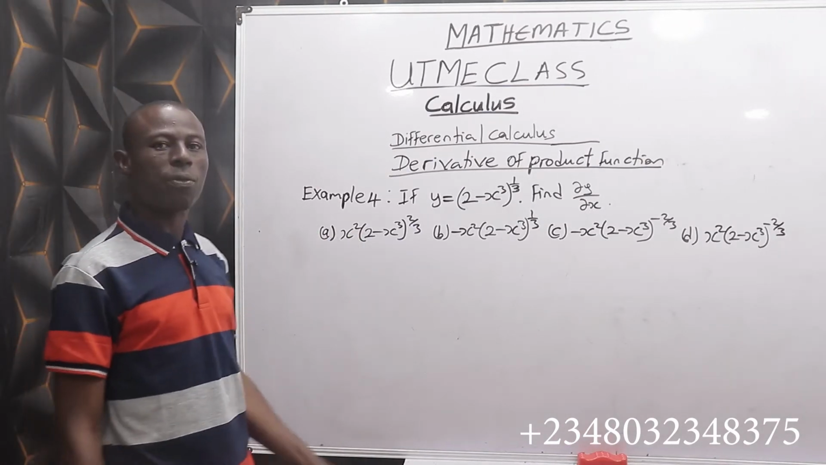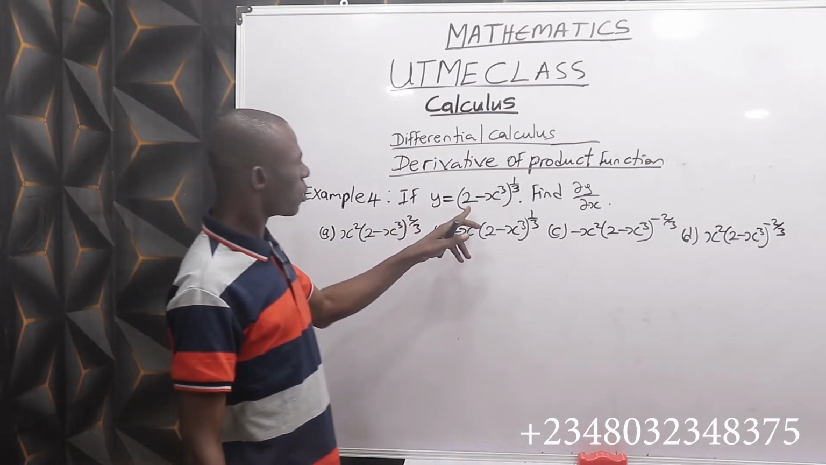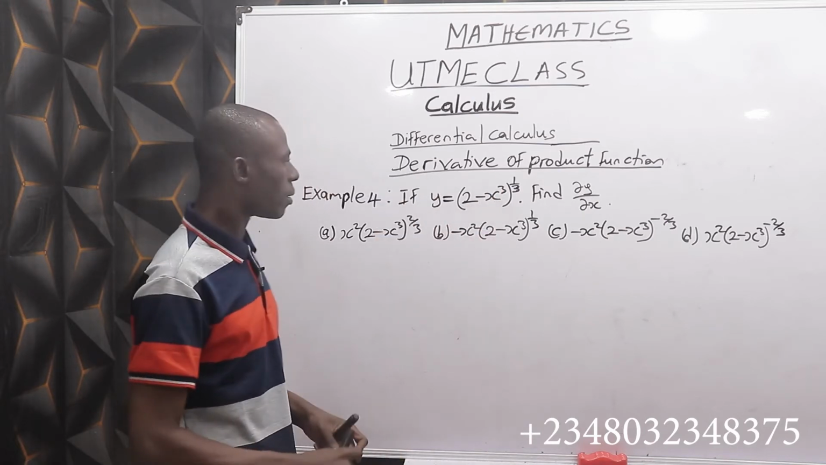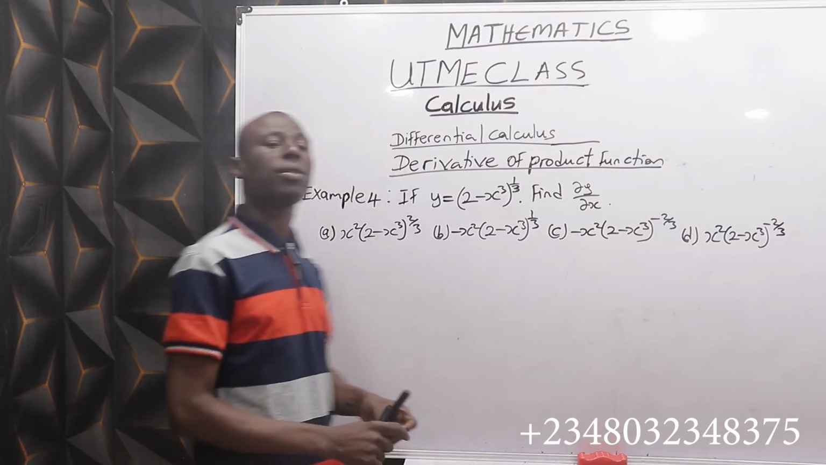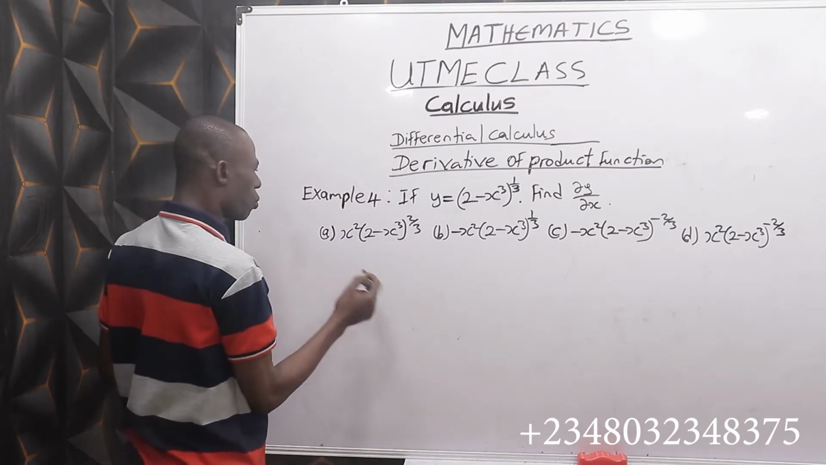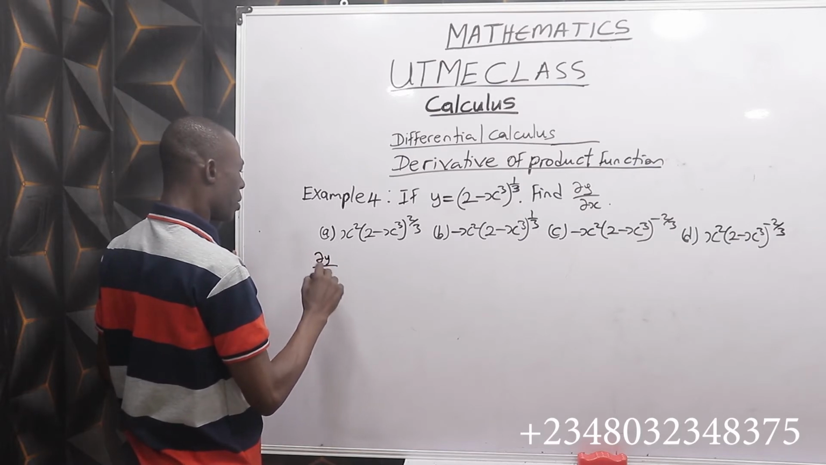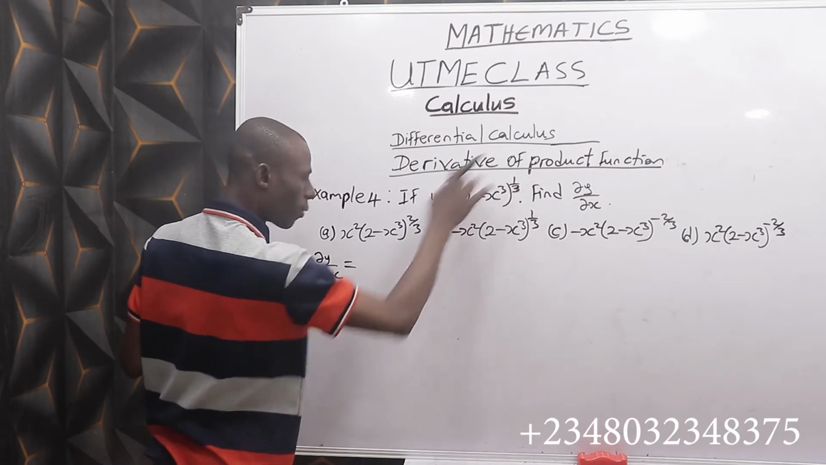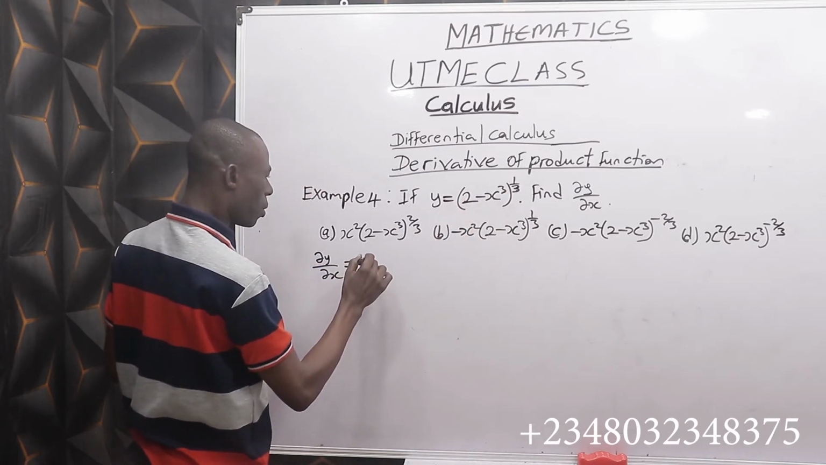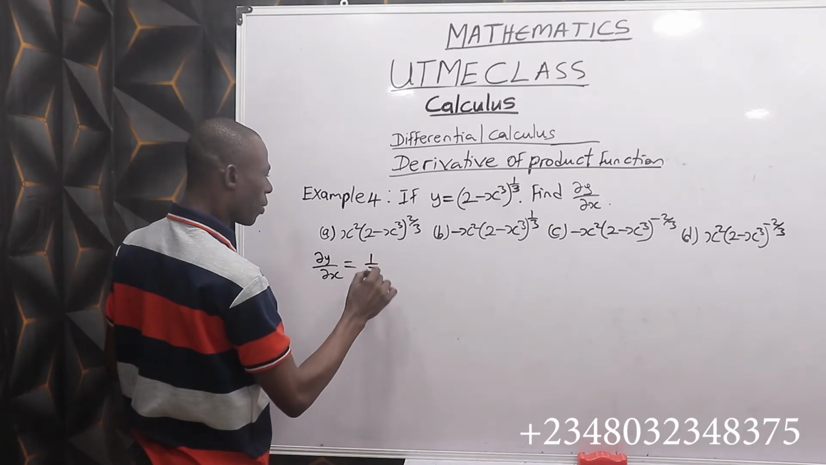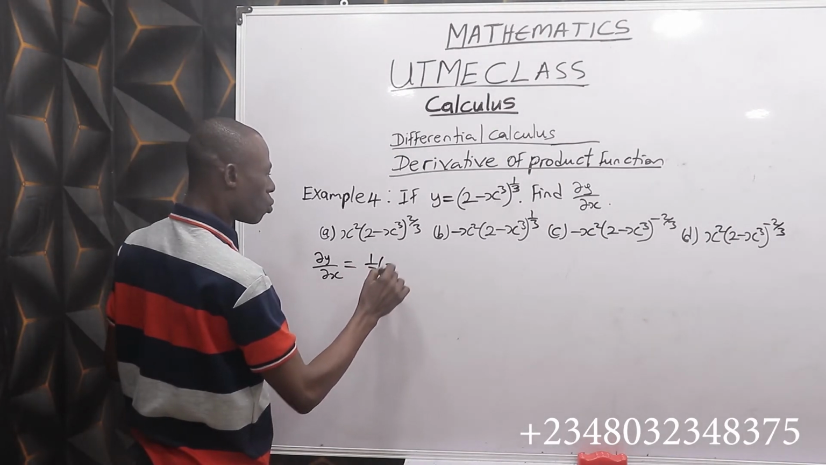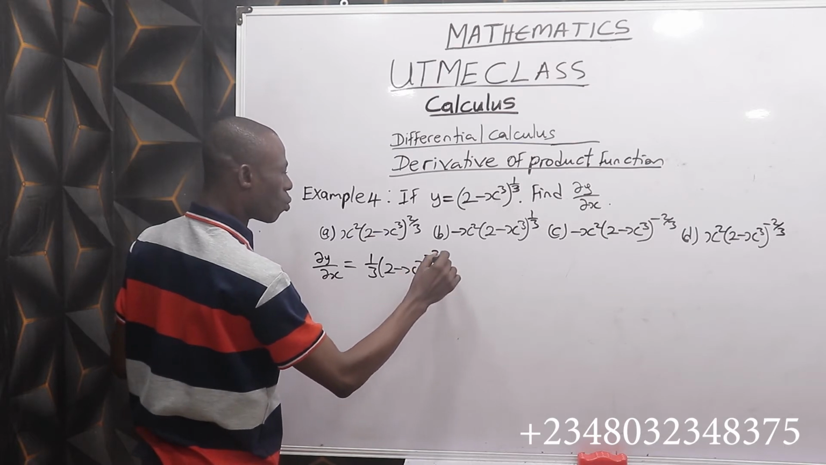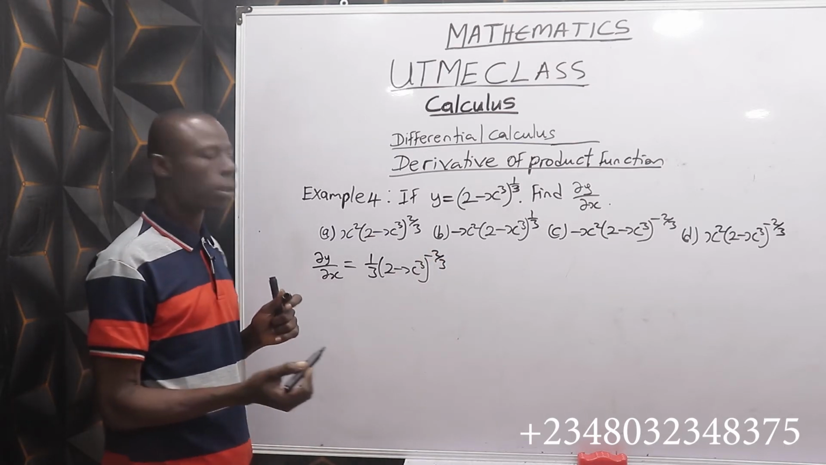Let's consider example 4. If y equals 2 minus x raised to power 3, in brackets raised to power 1 over 3, find dy/dx. What are we to do here? The dy/dx will be differentiate the whole thing holistically. So we have 1 over 3 into 2 minus x raised to power 3 raised to power negative 2 over 3. How? Let me show you.